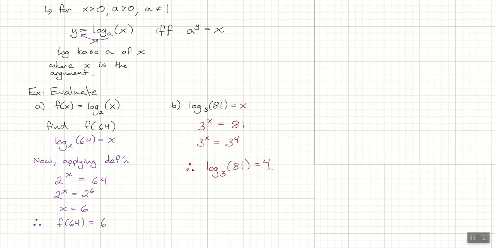And I can even check this because, and I can look, 3 to the 4 is 81. Yep, I got it. I can verify that 3 times 3 times 3 times 3 does give me 81. We have it. Seem doable.